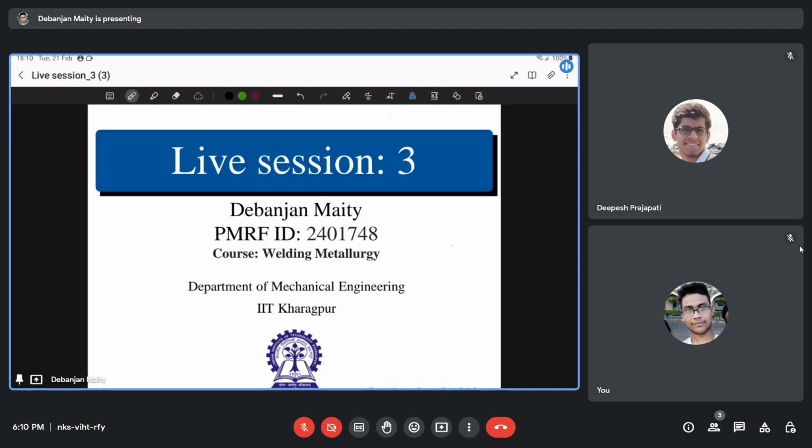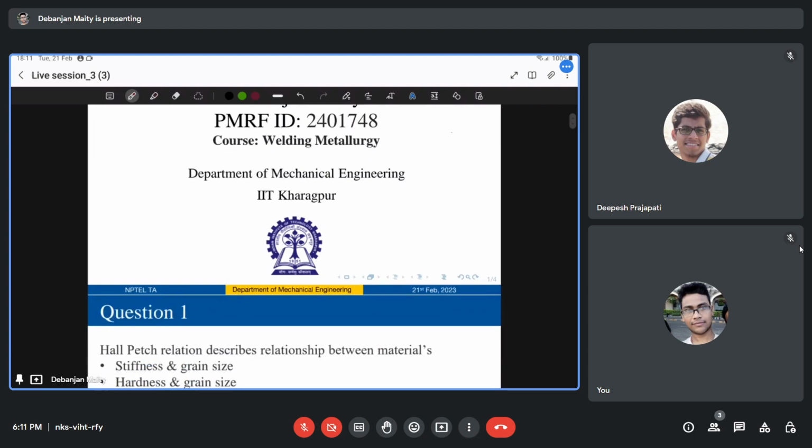Okay. So today in live session 3, we'll be discussing different kinds of material strengthening mechanisms that we have gone through in earlier weeks. There can be grain size reduction, solid solution alloying, cold working, and strain hardening. We'll brush up the theoretical concepts and also do some numericals as usual. So let us start then.